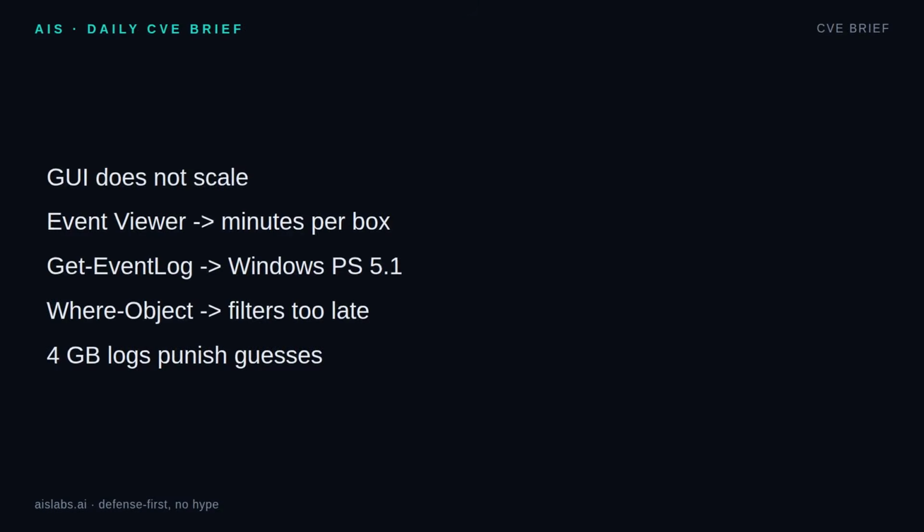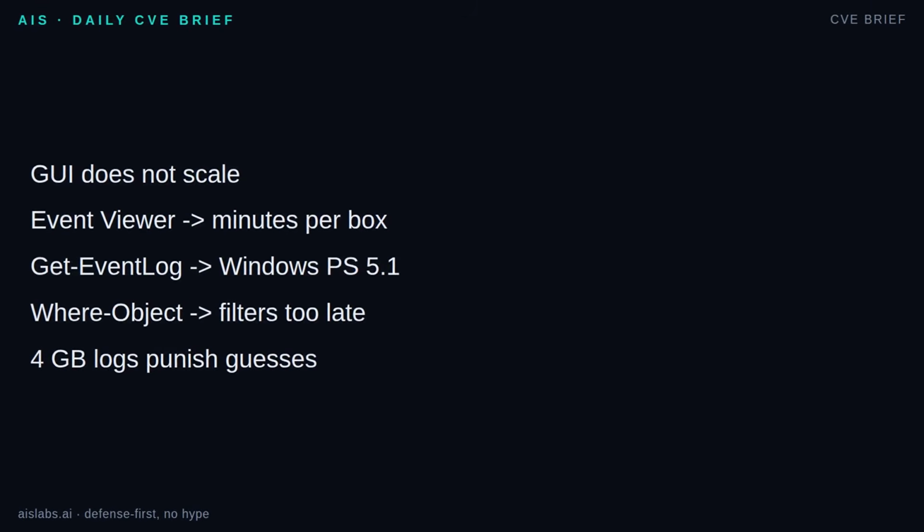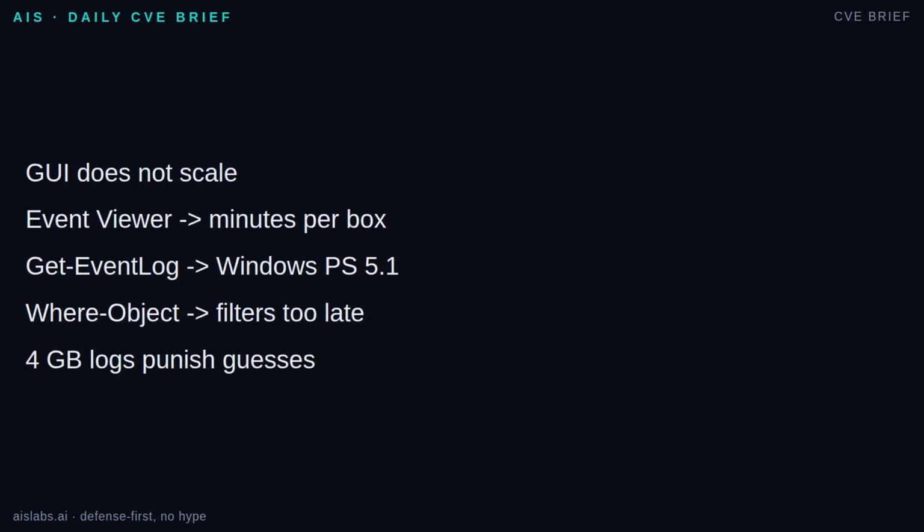The manual path breaks because event logs are not small anymore. A domain controller, remote desktop host, or busy application server can carry enormous system, application, and operational logs. Event Viewer is fine for reading one event. It is poor for answering fleet questions.